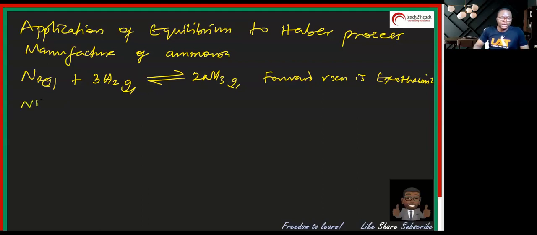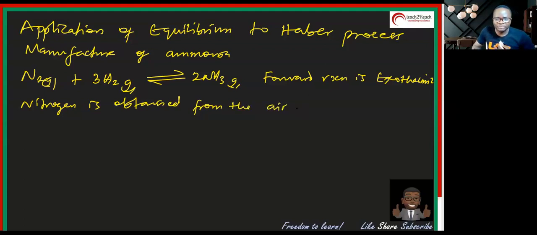You need to know that your nitrogen is obtained from where? Is it from fractional distillation? Yes. Thank you so much. You are really on top of your game. Brilliant. So it is obtained from air. That is fractional distillation of liquid air.